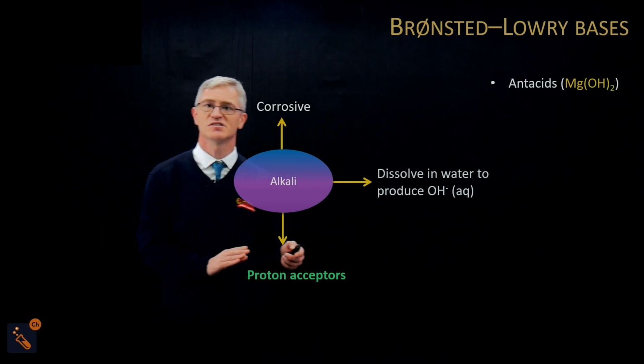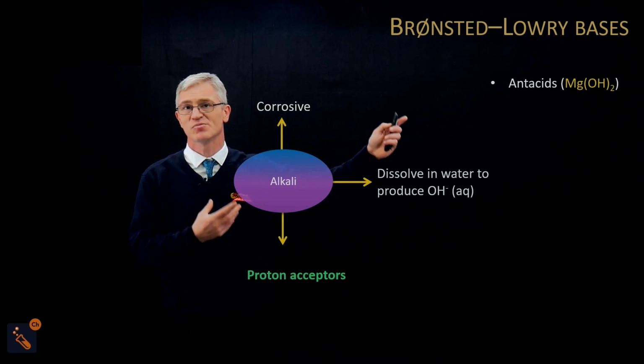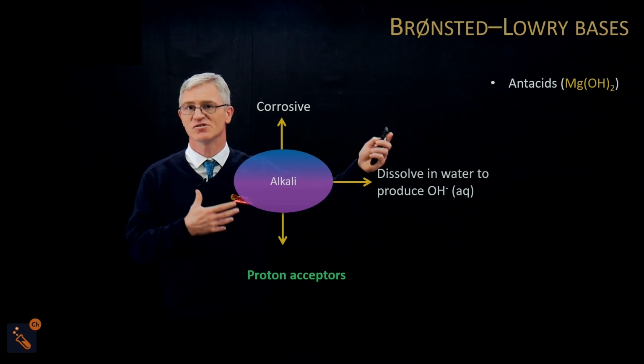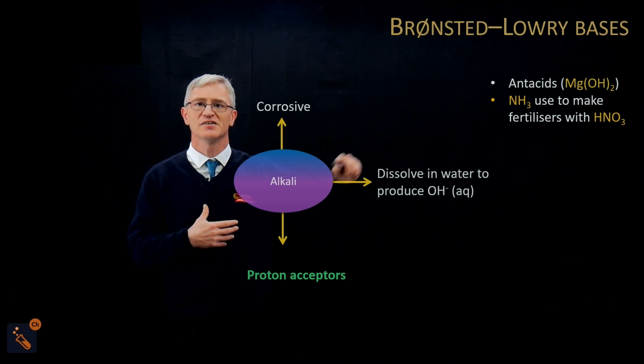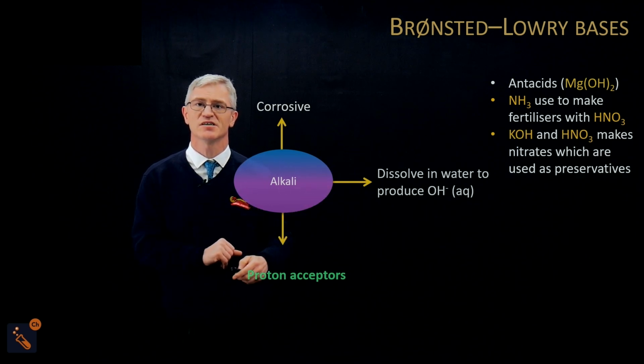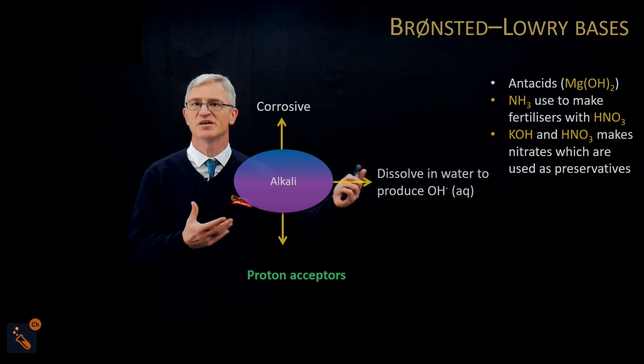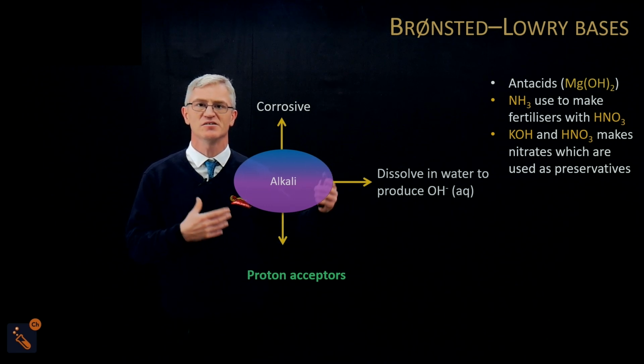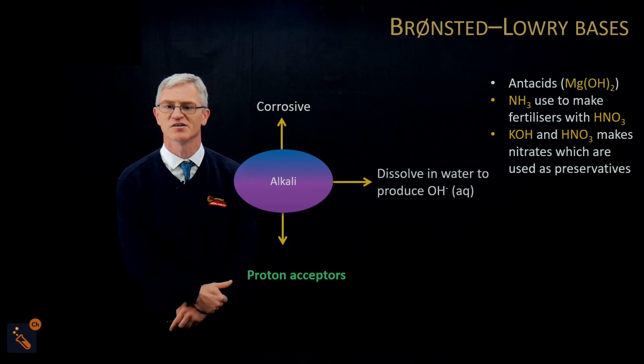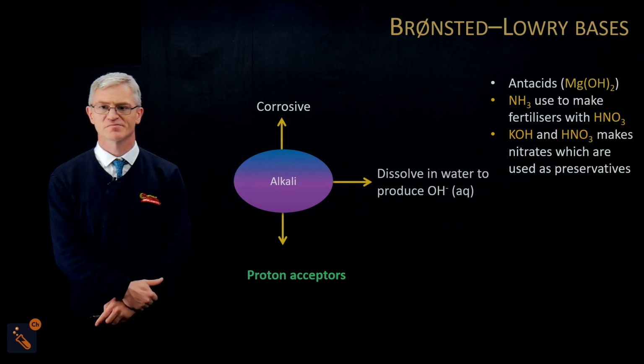The ones you're used to seeing are antacids. For example, there are questions all about antacids and they neutralize stomach acid. And you've got NH3 used to make fertilizer, and we'll go through an example of NH3 in a second. And, for example, other metal hydroxides like KOH or NaOH reacting with strong acids to make preservatives.